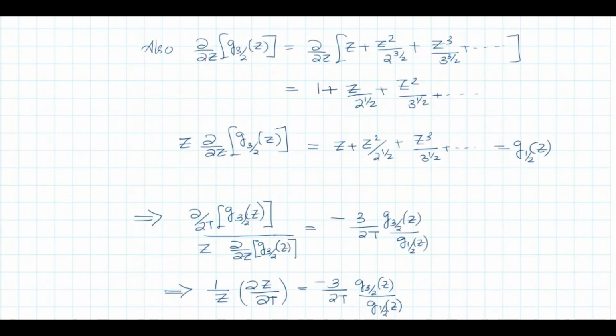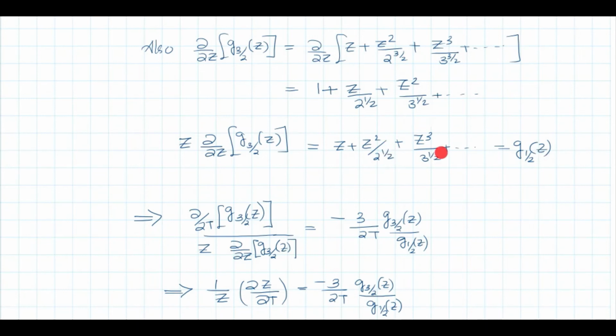Also, dou by dou z of g 3 by 2 of z. That is, dou by dou z of g 3 by 2 z is z plus z square by 2 raised to 3 by 2 plus z cube by 3 raised to 3 by 2 plus etc. Take the derivative. This becomes 1 plus z by 2 raised to half. 1 2 will cancel. This z square has derivative 2z. 1 2 will cancel. Becomes z by 2 raised to half. z square by 3 raised to half plus etc. And if you multiply with z, z dou by dou z of g 3 by 2 z becomes z plus z square by 2 raised to half, z cube by 3 raised to half plus etc. This is nothing but g half of z.